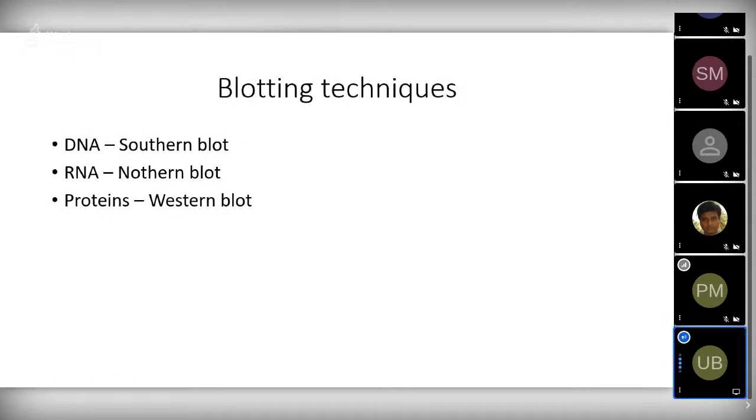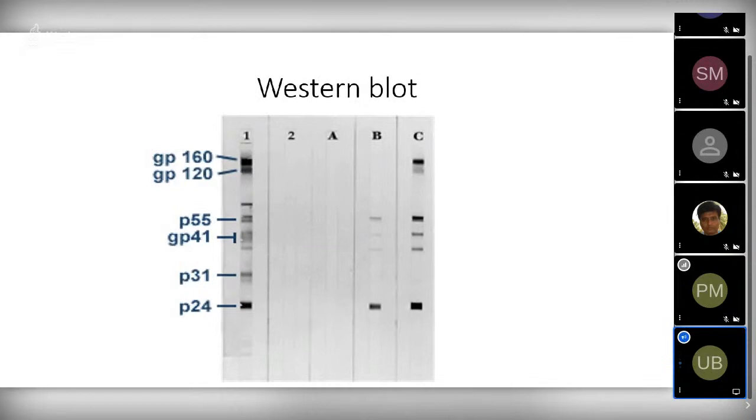So a blotting technique where you can blot the filter paper or gel, either the DNA, if it is the DNA it is called Southern blot, RNA it is called Northern blot, and proteins it is called the Western blot technique. So this is the Western blot which is mainly done for HIV where the different proteins have been separated.